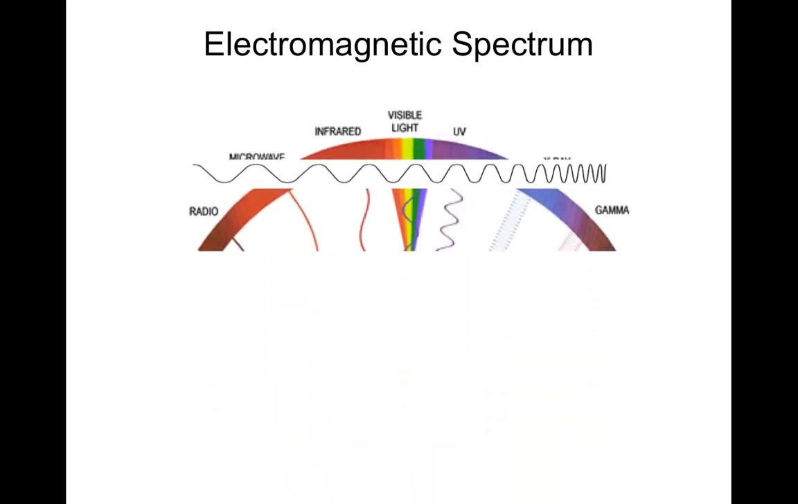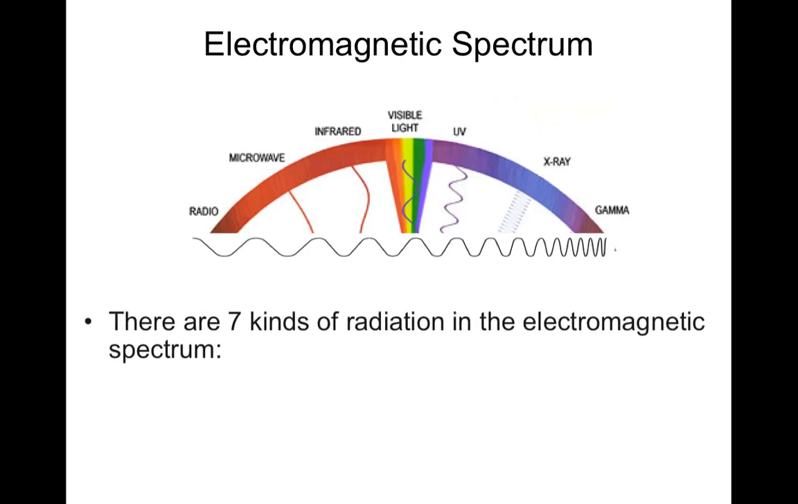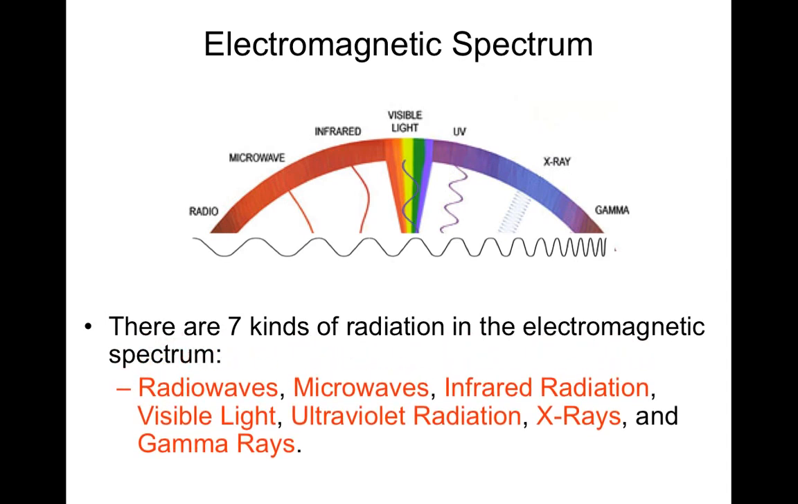Here is a diagram of the electromagnetic spectrum. It is organized from weakest on the left, which starts with radio waves, to strongest on the right, which ends with gamma rays. Visible light, which is in the middle, is a medium-powered type of radiation. However, it is the only radiation that we can actually see. Some other types of radiation include microwaves, infrared radiation, UV or ultraviolet radiation, and X-rays.